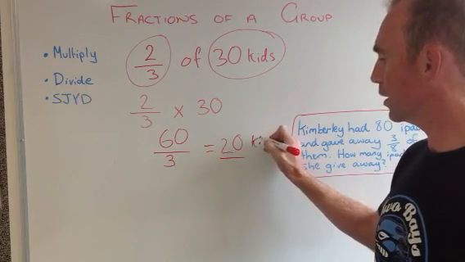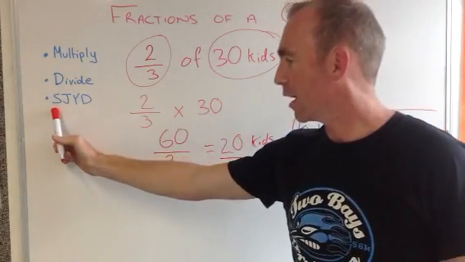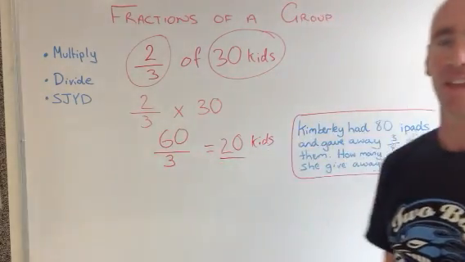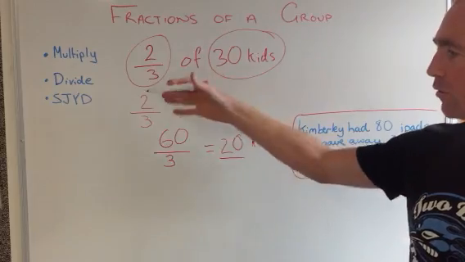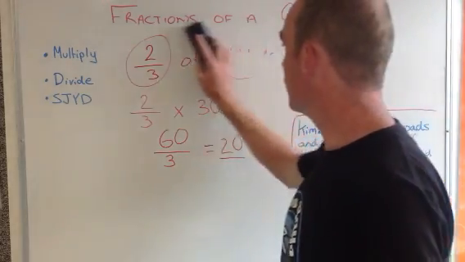Don't forget we're talking kids here, okay, of that group. That is sweet justice, you're done, okay? That's as simple as it is. You multiply, you divide, and then sweet justice, you're done. So let's have a look at another one.